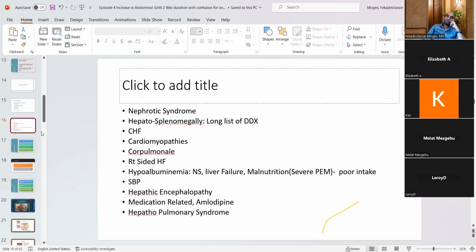Any shifting dullness or fluid? Yes, there is fluid trail with shifting dullness. Do you know how to do shifting dullness and fluid trails? Who can tell me how to do shifting dullness or fluid trail? For shifting dullness, we'll start from the middle and we go to the lateral side and we will stop where there will be dullness.